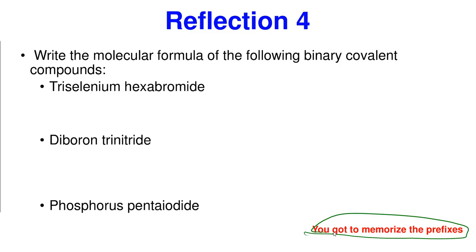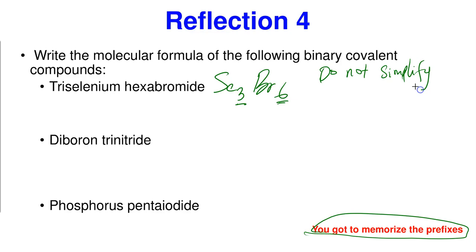So it said write the formula of the following binary covalent compound. In this one, it says triselenium hexabromide, triselenium hexabromide. So selenium is 3, Se3, and then hexa 6. Hexa means 6. Hexabromide, not hydrogen. Hexabromide, Br6. Se3Br6. Of course, if you look at this now, you'll be tempted to simplify. No. Do not simplify when you are working with covalent compounds. In ionic compounds, you can.